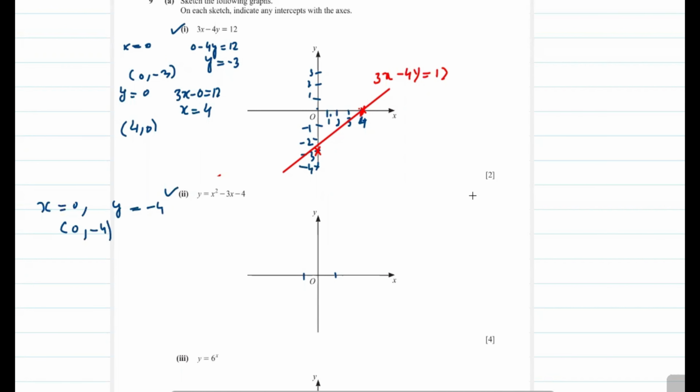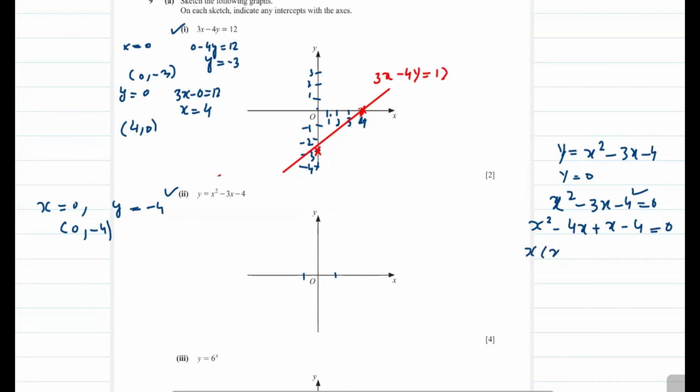Now we take other points. We take, you see here, y equal to x square minus 3x minus 4. We take y equal to 0. When we take y equal to 0, we get x square minus 3x minus 4 equal to 0. And to find the value of x, we factorize it by using the mid-term breaking method. Now the expression becomes x square minus 4x plus x minus 4. We can write minus 3 as minus 4 plus 1, and that's equal to 0.